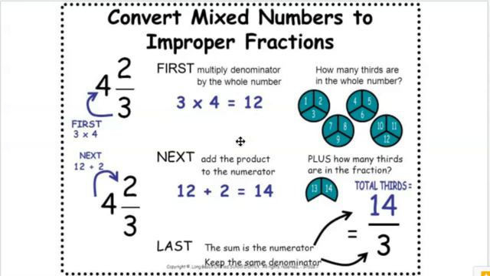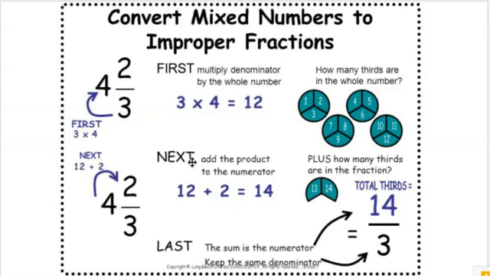But I also have those 2/3 left over, and you can see here, I have 2 out of the 3 total pieces in a whole. So I need to add them to figure out the total number of third size pieces.